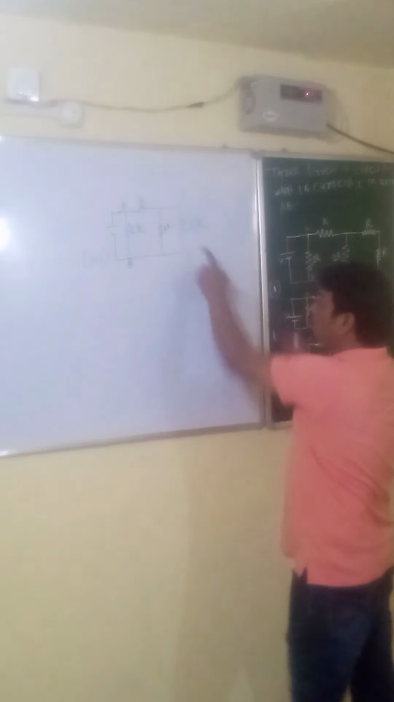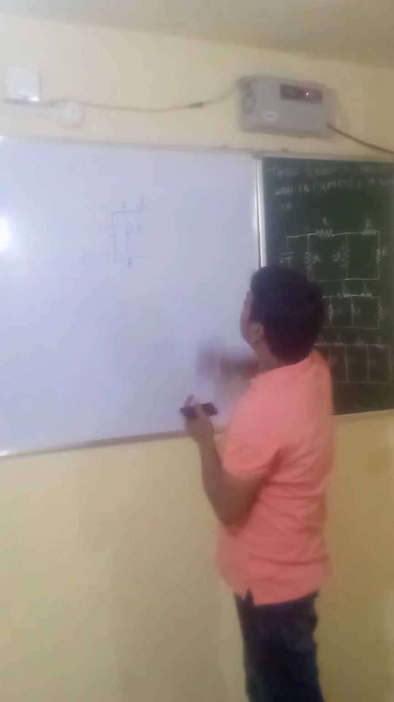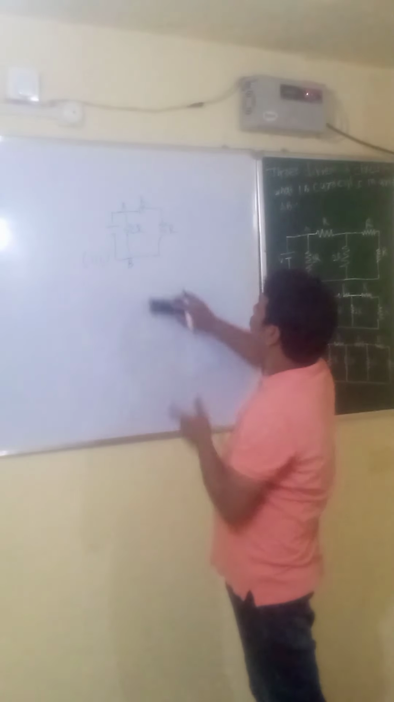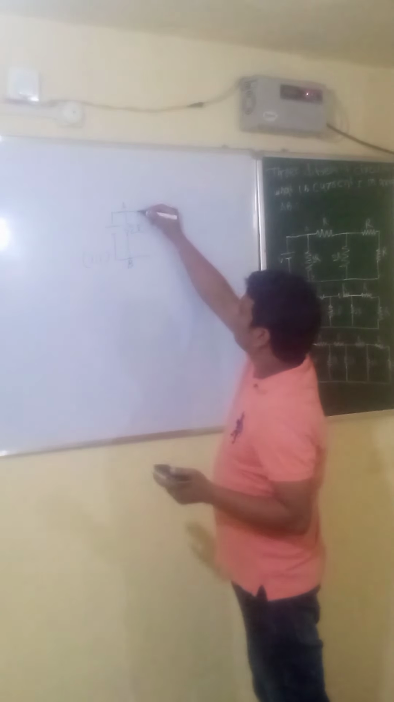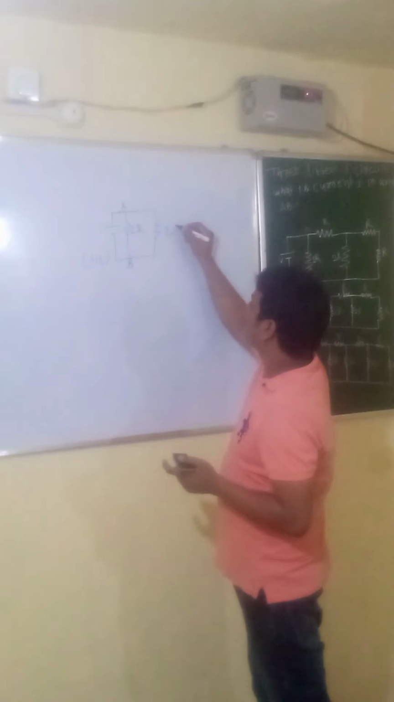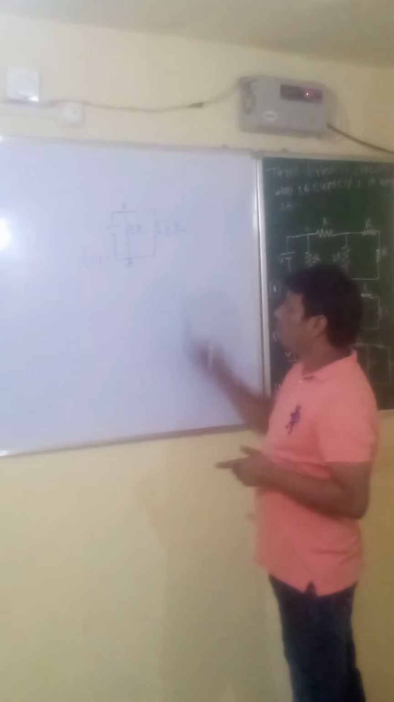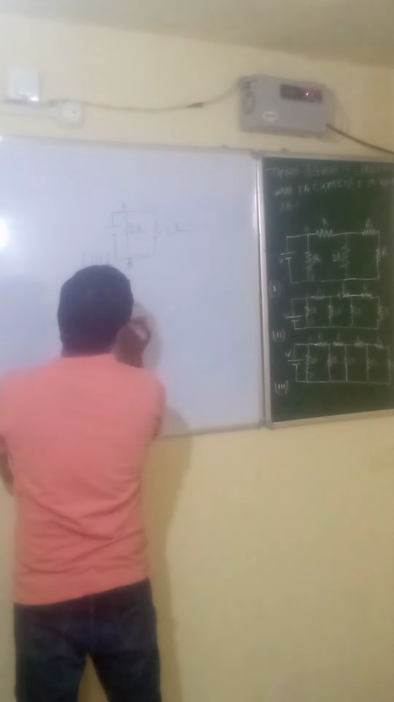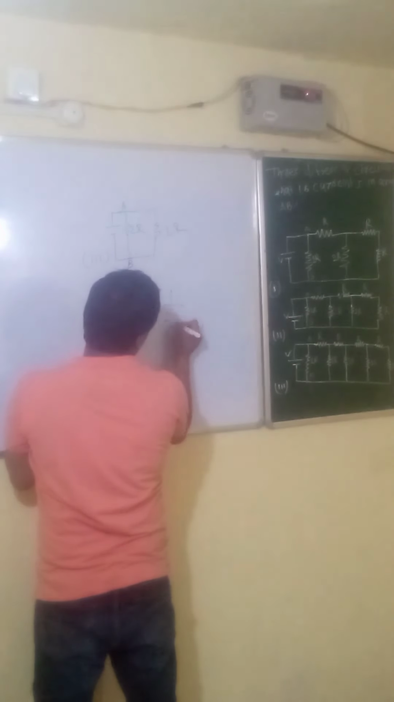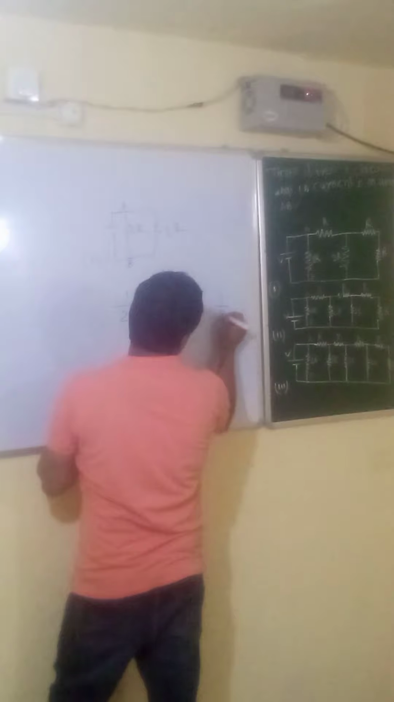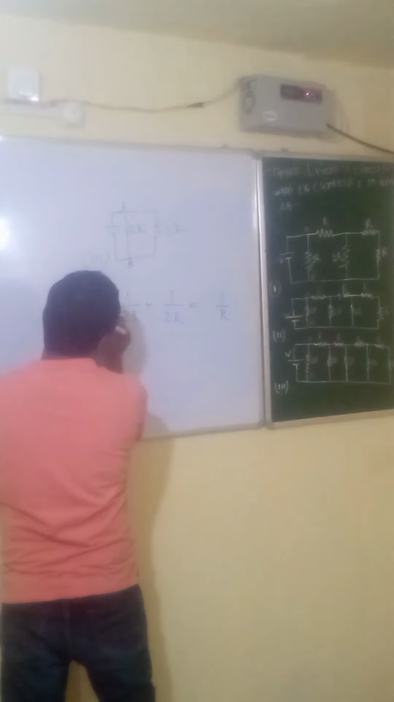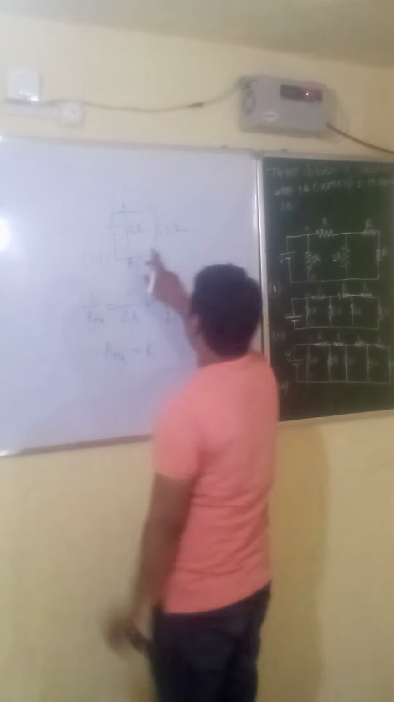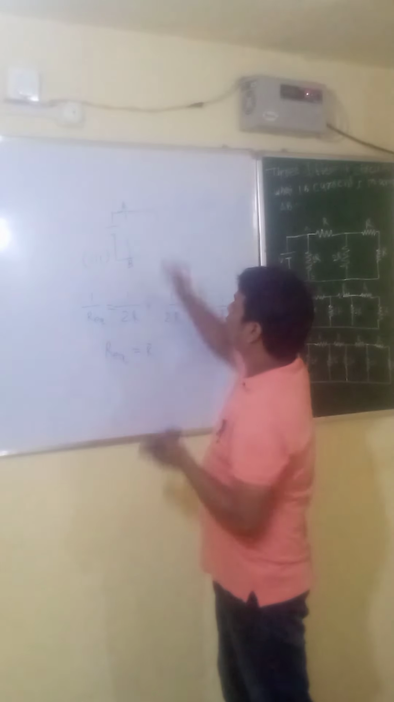Now here 2R is in parallel, so the equivalent resistance is R. Again R are in series, so the equivalent resistance is 2R. Now 2R and 2R in parallel, so R equivalent is going to be R.